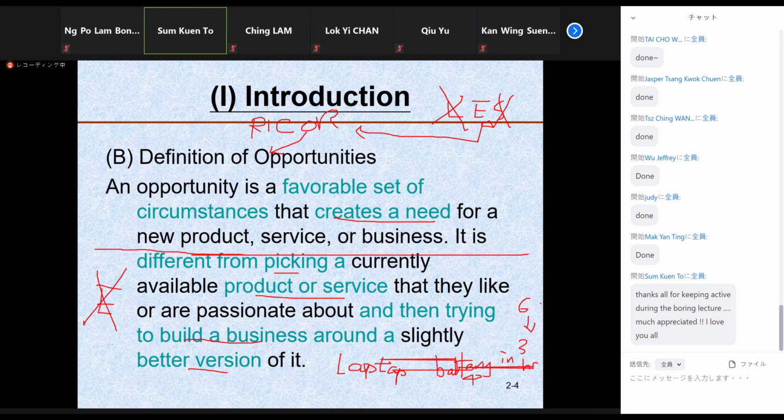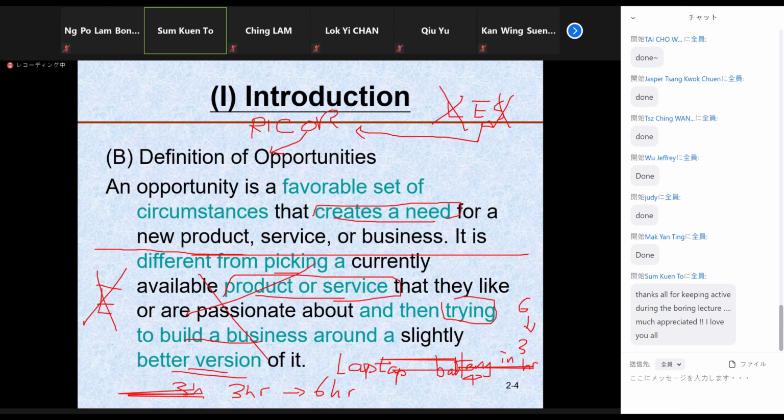This is not opportunity because you are trying to improve the life, the duration of the battery. You are doing something existing and trying to improve it, a better version, increasing from 3 hours to 6 hours. So this is not entrepreneur. This is not opportunity. As far as opportunity is concerned, you must create something new for that. If you just improve something existing, this is not under the category, not our central theme here.